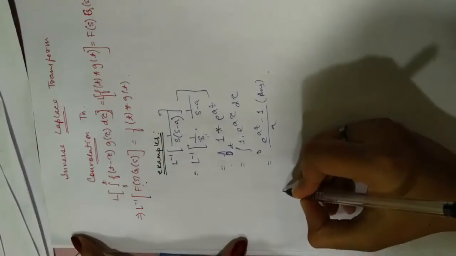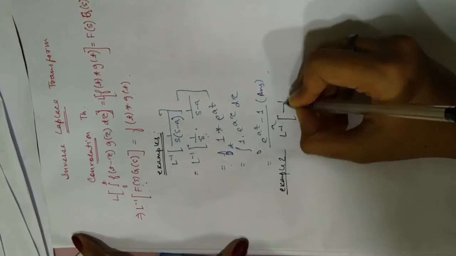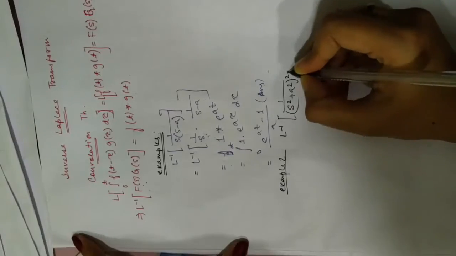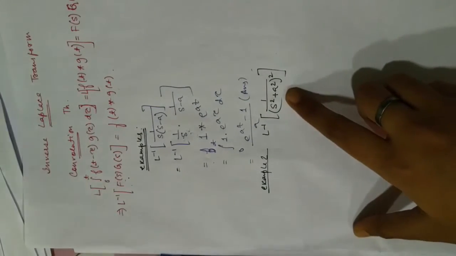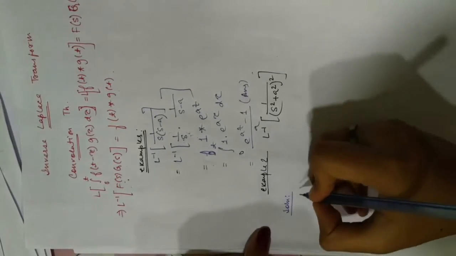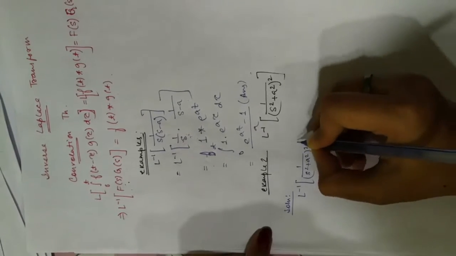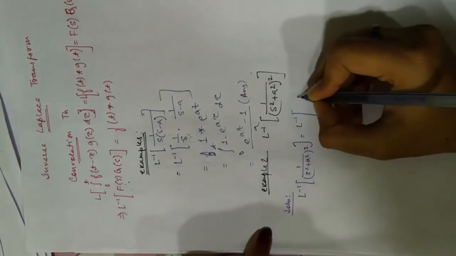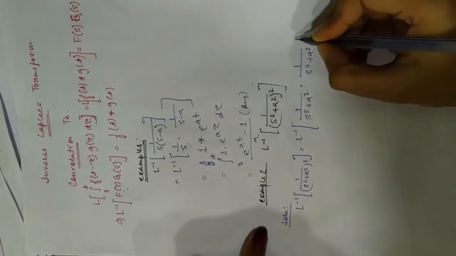Say question is, okay, now example 2. Find the inverse Laplace of 1 divided by (s square plus a square), its whole square, right? So obviously you can write it as a product of two functions. So we write it as solution: inverse Laplace of 1 divided by (s square plus a square), its whole square, is equal to inverse Laplace of 1 divided by (s square plus a square) and 1 divided by (s square plus a square), right?